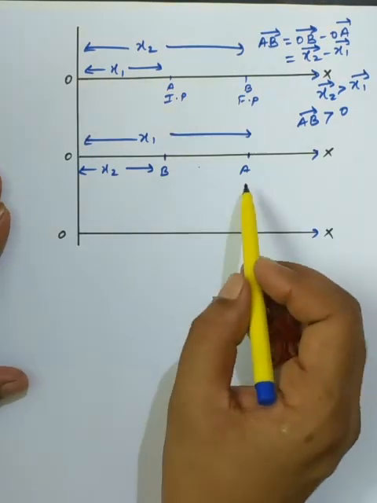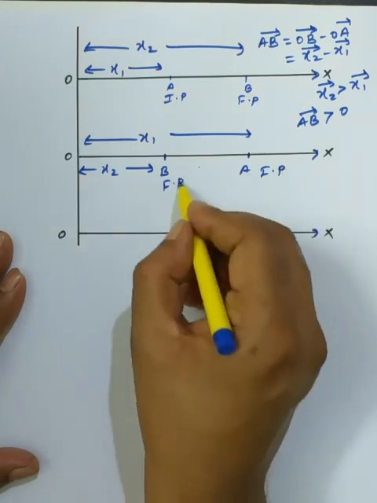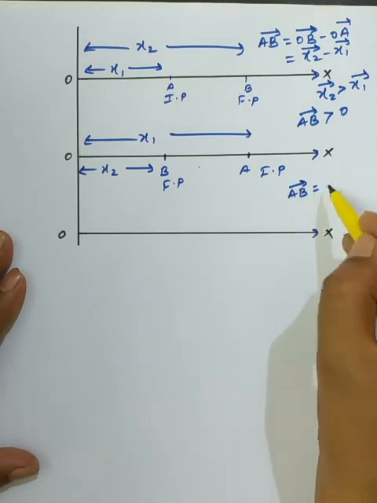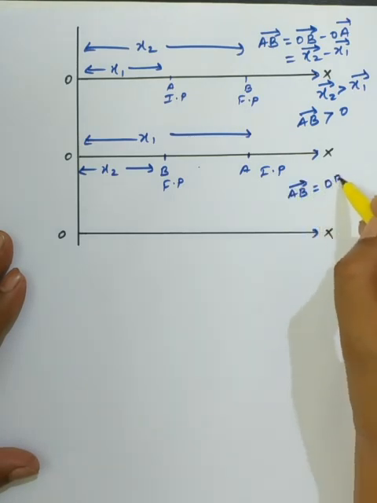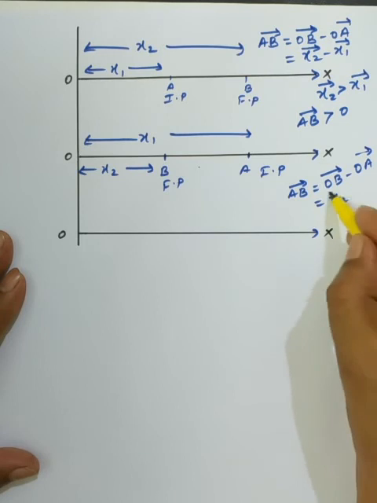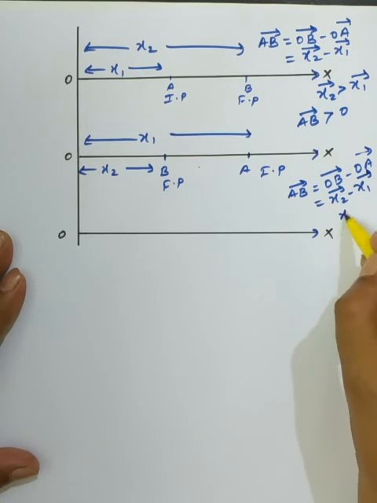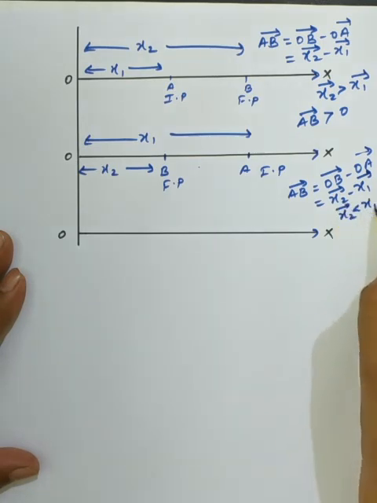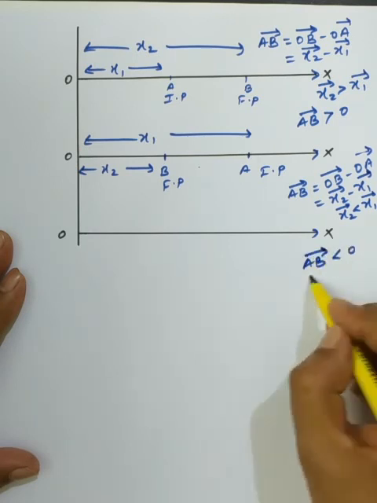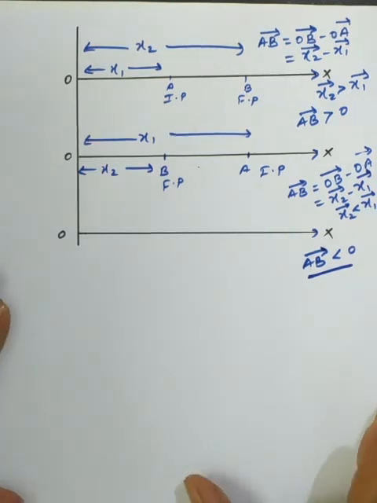In the next diagram I have shown, that is the initial position and that is the final position, and someone is asking to find the displacement. Again we get AB, and AB can be found as OB minus OA. So what we are writing is x2 minus x1, but here x2 is less than x1. So we get AB in the negative manner. So displacement can be negative. This is the second representation of the displacement.